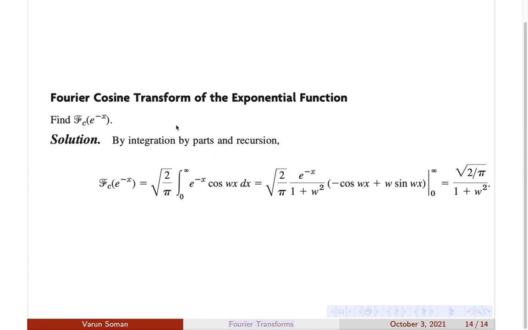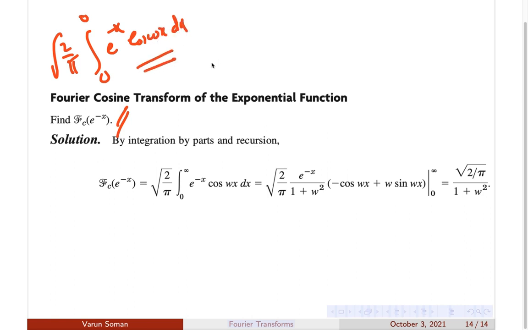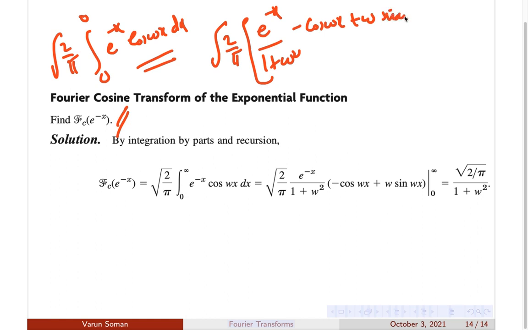Find the Fourier cosine transform of e raised to minus x. But how will you find it? Don't look at the answer here. You can find it directly. It is root 2 by pi integral 0 to infinity of e raised to minus x into cos omega x dx. Straightforward calculation. It is root 2 by pi into e raised to minus x by 1 plus omega square, into minus cos omega x plus omega sin omega x, in the limit 0 to infinity.